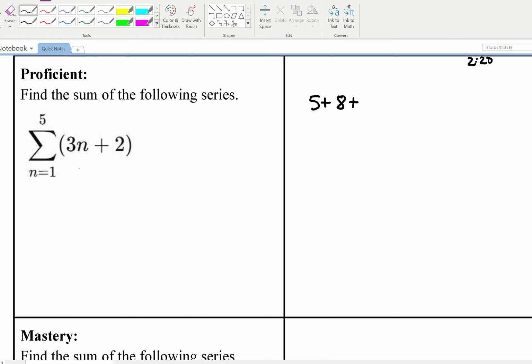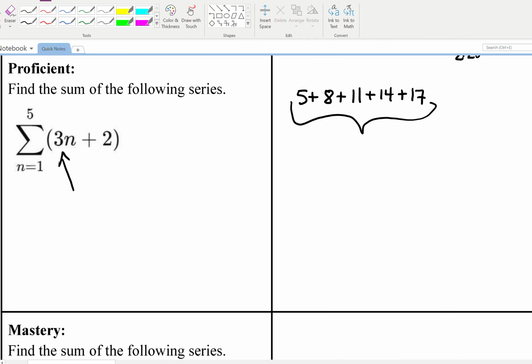And then notice that each time it's going up by 3. And so the next one would be 11, and then 14. And then finally when n is 5, that's 5 times 3, which is 15, plus 2 would be 17. And then you can just add those and put those in your calculator, and that would give you the sum.